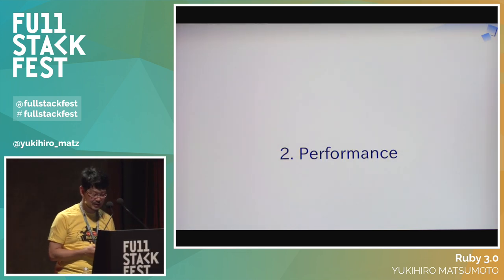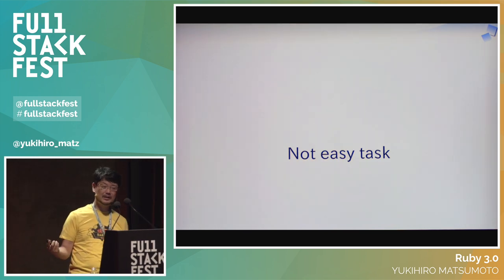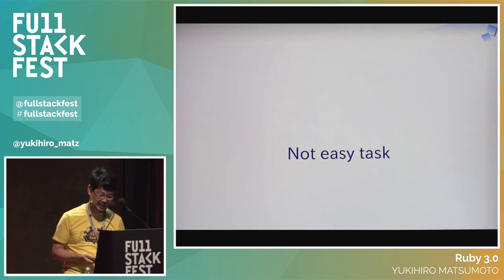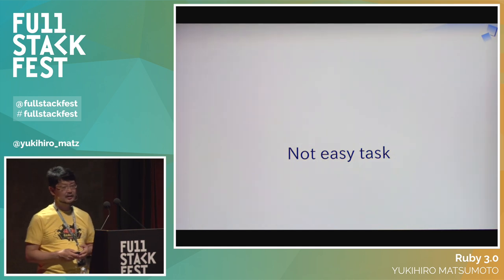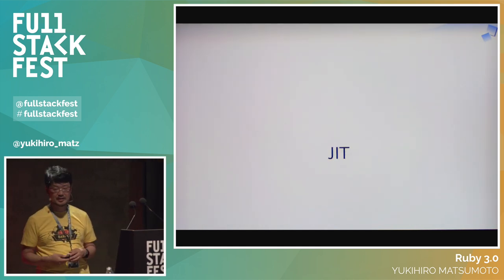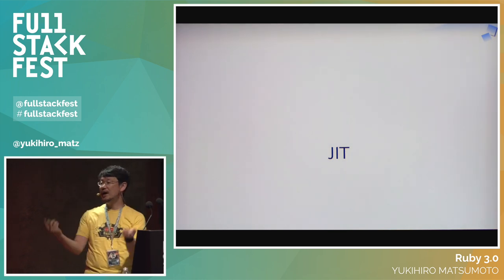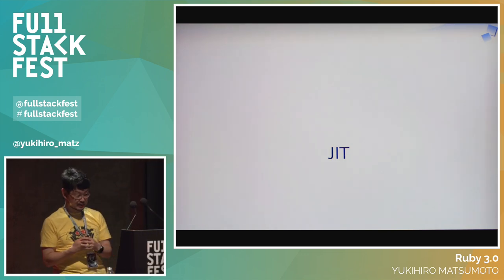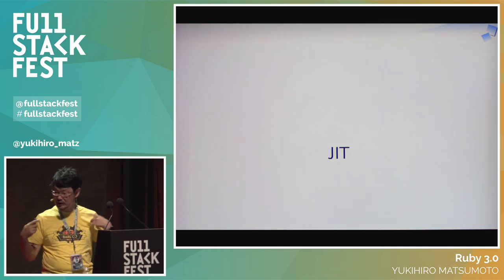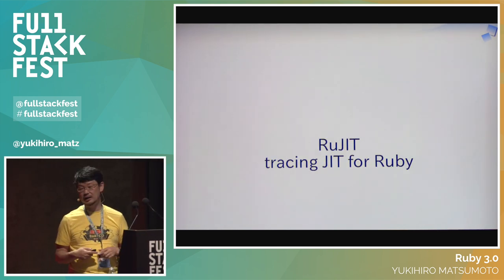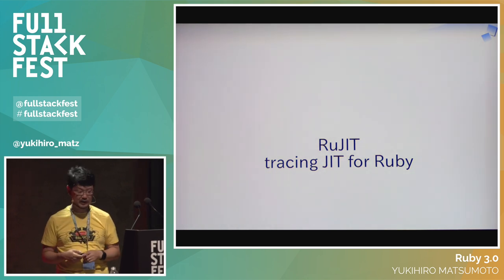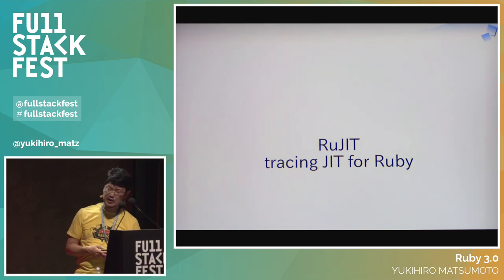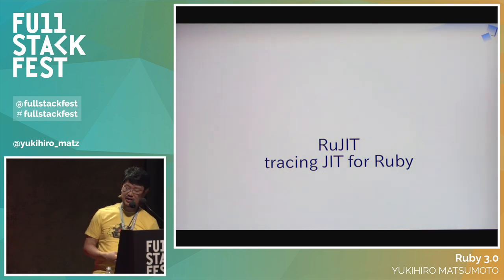Second, the performance. So making Ruby faster is kind of a difficult task, not easy. So many people think about the JIT, just-in-time compiler. So it compiles everything into native machine code at runtime. But from our experiments, we made some kind of JIT compiler for Ruby 2.2. So that system is RuJIT. It is a tracing JIT for Ruby.